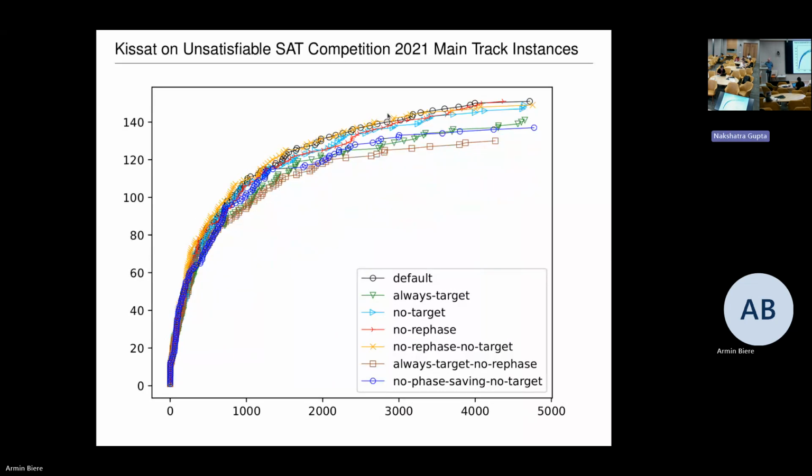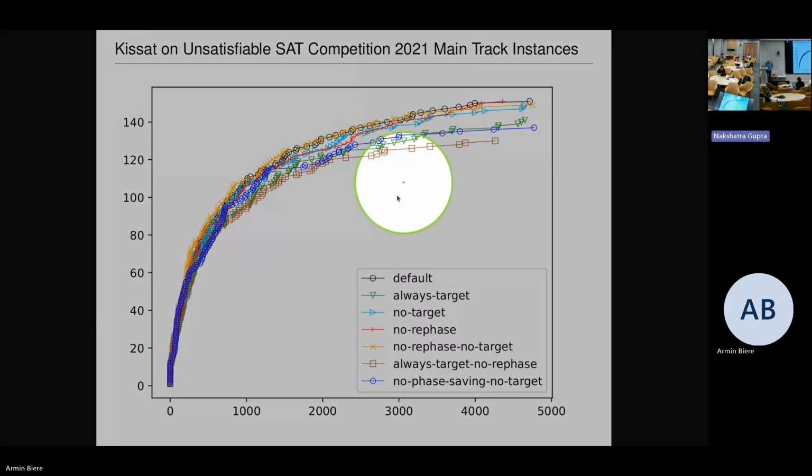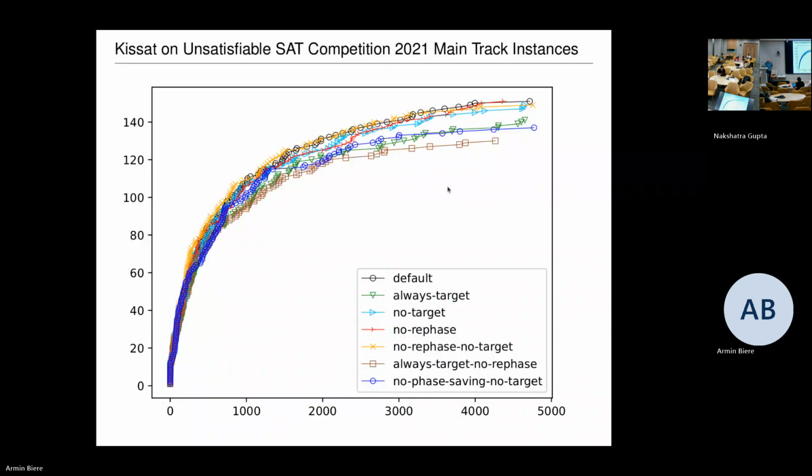Okay, for UNSAT, the spread is of course not that much, and in particular, you see that actually always-target is worse. And we have a similar picture for the other years, but as I explained, the winner of that year, this was 2021, so the winner of 2022 was Kissat, has of course always an advantage, and in 2021 this advantage is still there a bit, right?